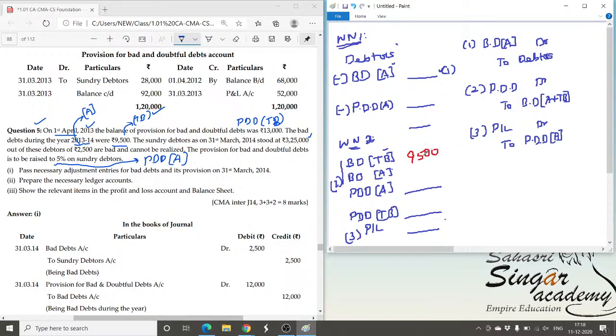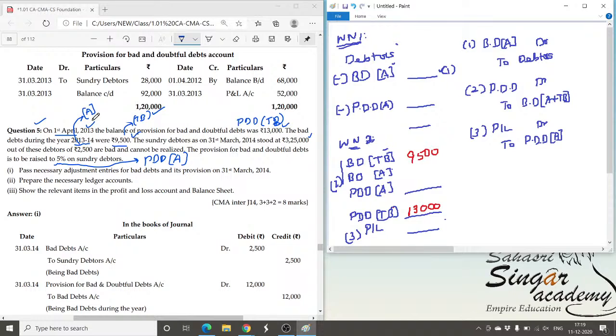Come on, text me so that I'll be correcting if you are making any mistakes. Make it faster. And this is nothing but the opening provision for doubtful debts, otherwise the provision for doubtful debts appearing in the trial balance. So here it is 13,000 rupees. Okay, 13,000 rupees. I hope you could now understand this easily.